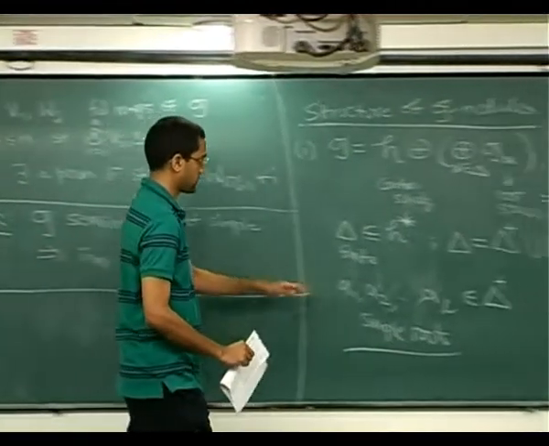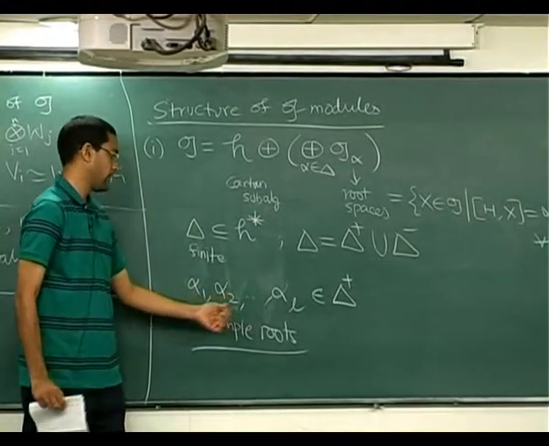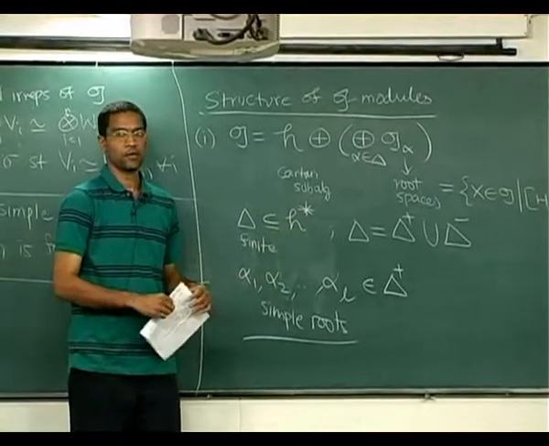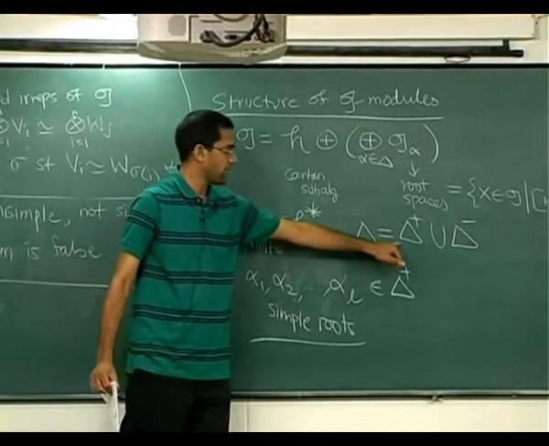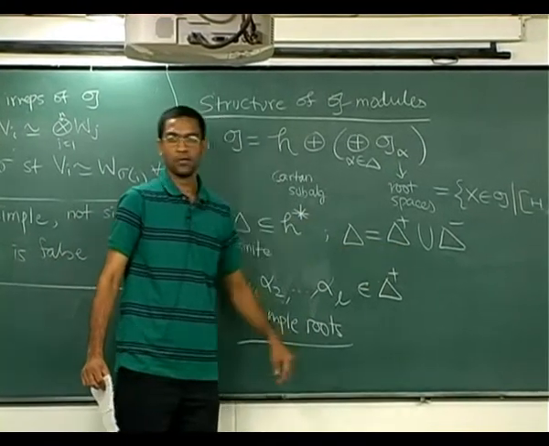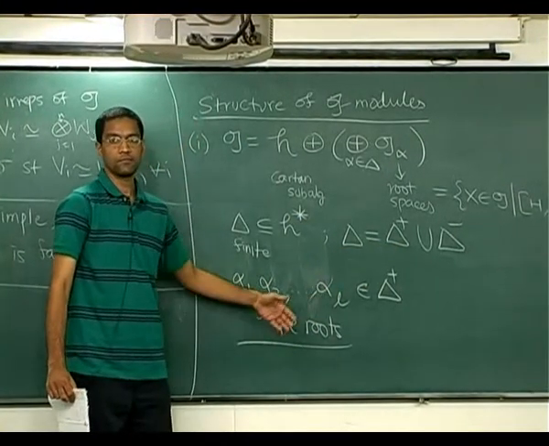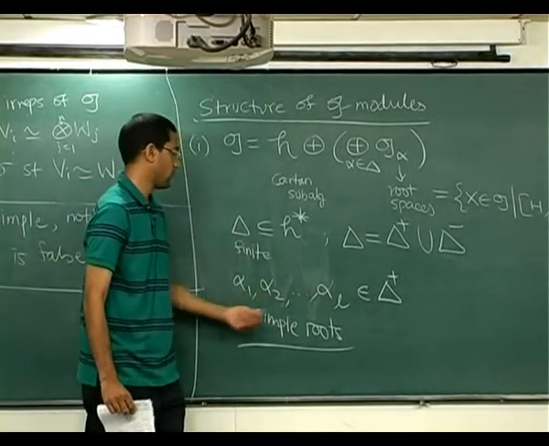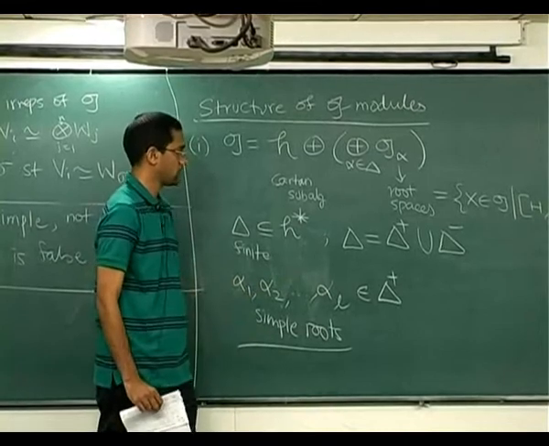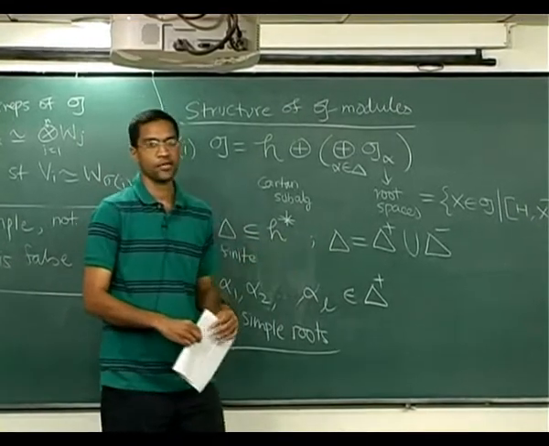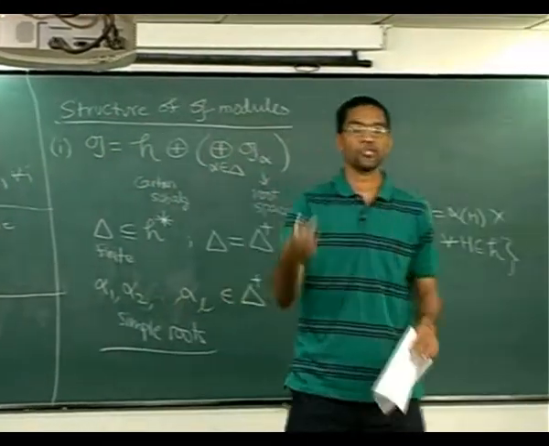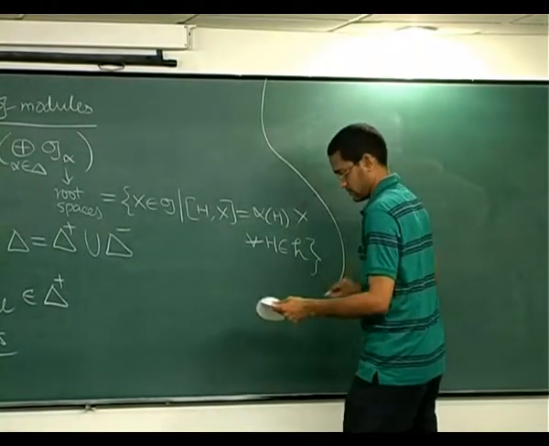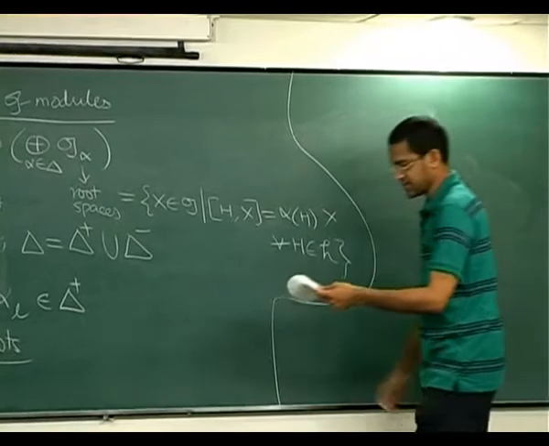These elements have several nice properties. So one of them being that they form a basis for H star. But in addition, the other property is that every element of delta plus can be written as a non-negative integer linear combination of elements of the alpha i's. Similarly, things in delta minus can be written as a non-positive integer linear combination of the alpha i's. Okay, so those are the simple roots.